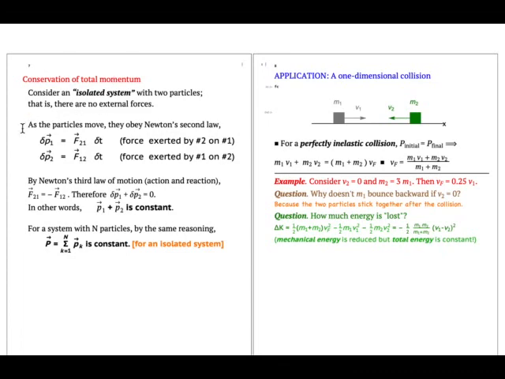Now, as the particles move, they obey Newton's second law, which we can write in terms of momentum. We can say the change in momentum of the first particle is the force times the change in time. So during a small time interval delta t, the force acts on particle 1. It's exerted by particle 2, so we'll call that F sub 2,1.